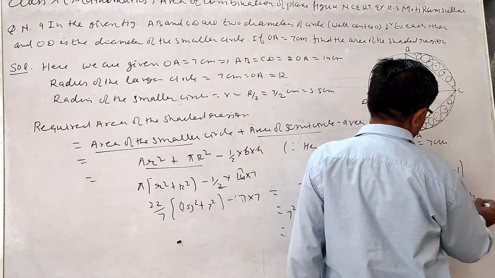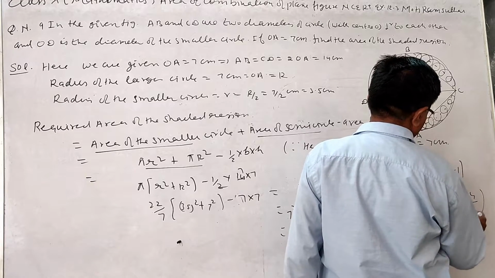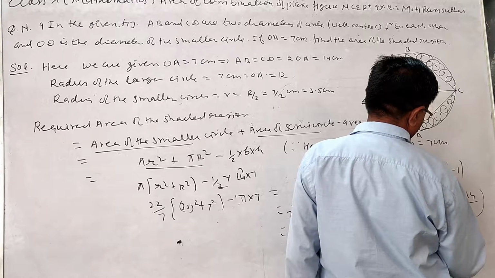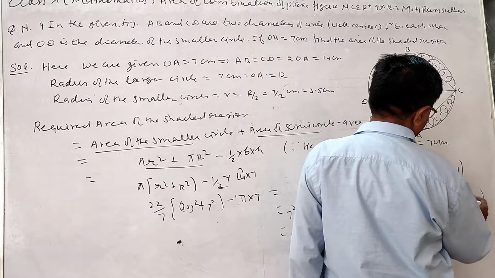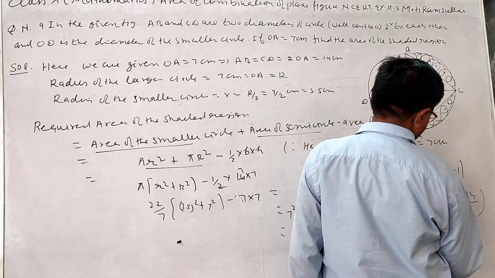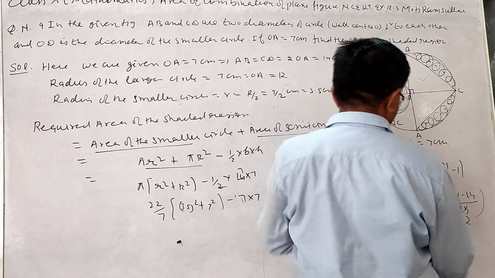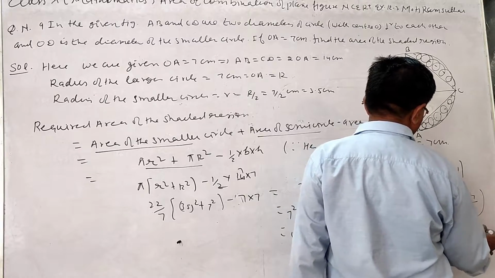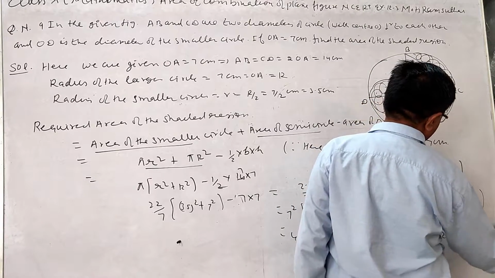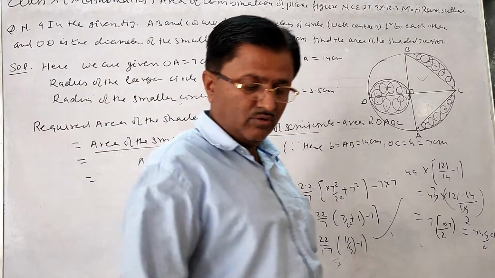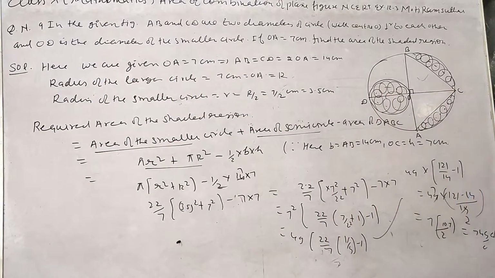Now in easy form, so 7 into 7, so 7 into 11 minus 4, that is 7, 11, 0, 1. 107 by 2. So this is 749 by 2 centimeter. So in this way very easily you can find the value of the area which is the shaded region.